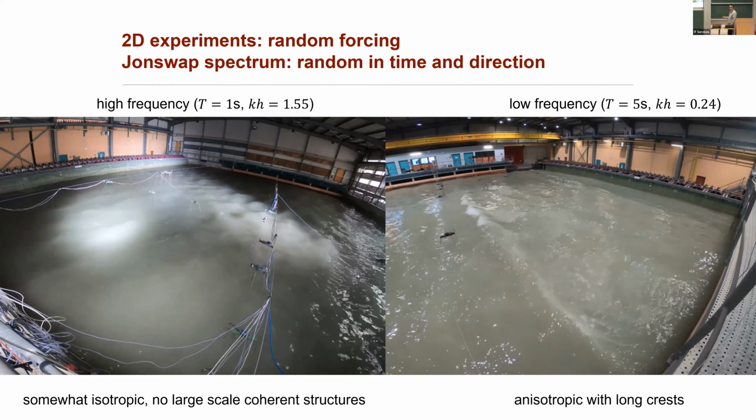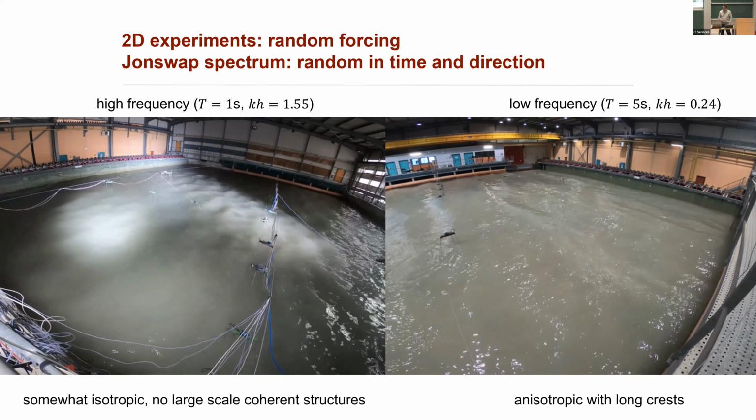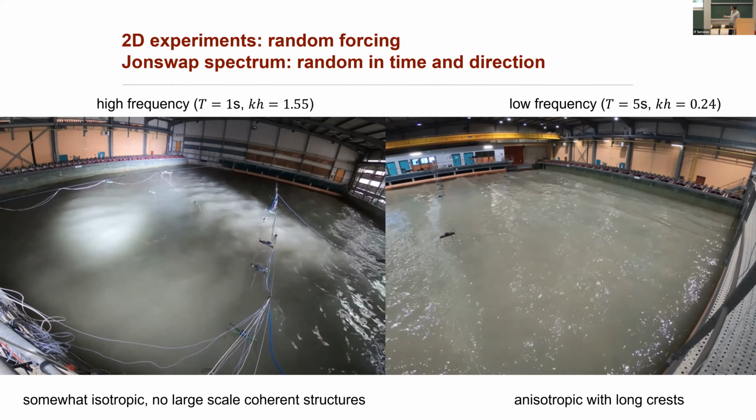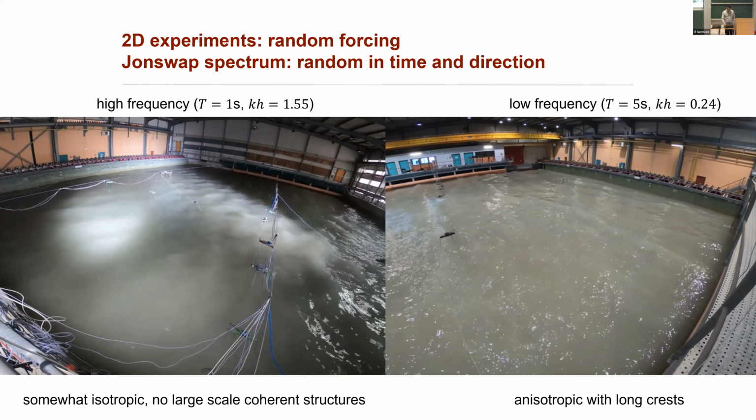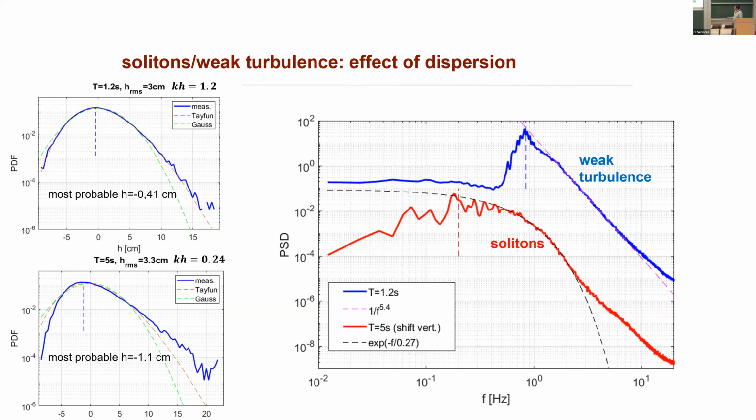We don't see these crests anymore. It looks more like an isotropic wave field with no really coherent structures, like the one we see on the right. So if we compare the distribution of these two cases, the high frequency case, we see that the distribution is not exactly Gaussian, but close to Gaussian, with a slight skewness coming from nonlinearity.